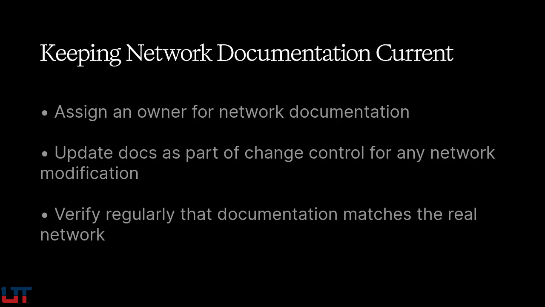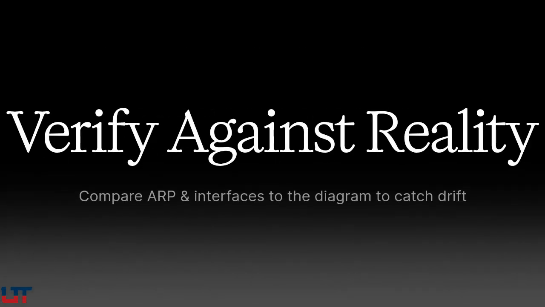The practical recommendation is to identify who owns the network documentation. Make updating it part of the change control process for any network modification, and set a schedule for verifying that the documentation still matches the actual network. The verification process: plugging a laptop in and comparing what show ARP and show IP interface brief report against what the diagram says should be there. These are commands you could issue on different devices, switches, and systems. This can catch the drift between documentation and reality.